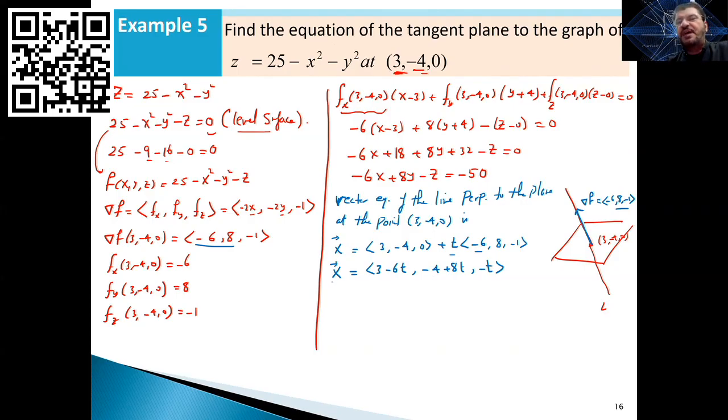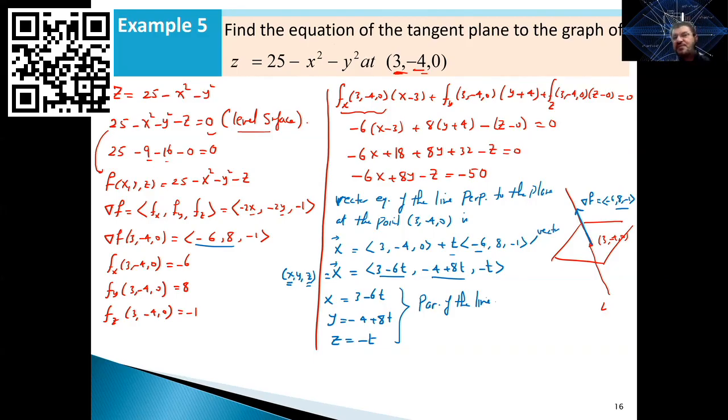But I can write this one as x, y, z. So that means x here is equal to 3 minus 6t, y is equal to minus 4 plus 8t, and z is equal to minus t. Those are the parametric equations of the line. And this is the vector equation of the line. Got it? So this is the vector equation of the line.